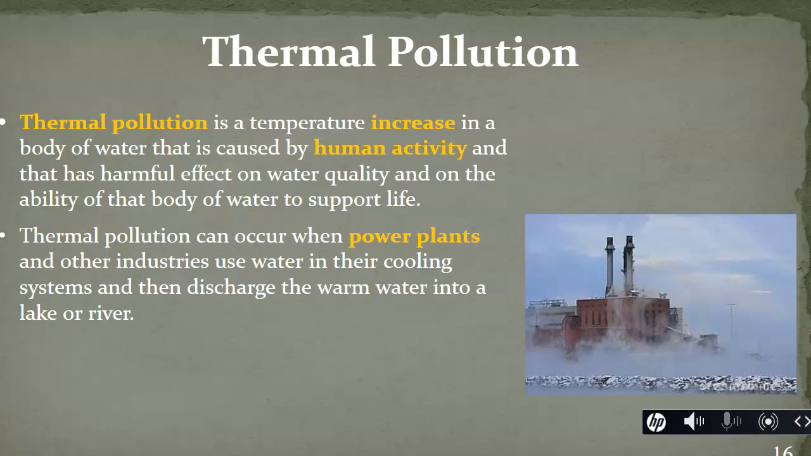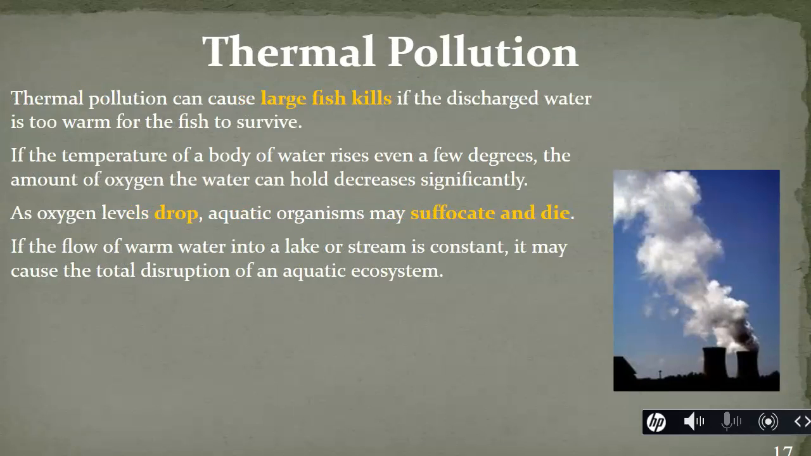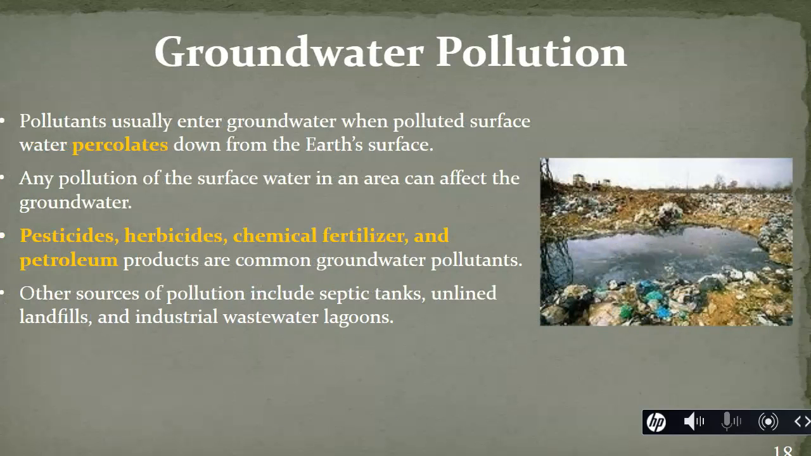And we talked about maybe possibly trying to recycle it, but they just dump it into the natural bodies of water that are used for a particular temperature, but it's warm. And some of the organisms that live in there can't survive in that. Okay. Thermal pollution can cause large fish kills if the discharge water is too warm for the fish to survive. Even if that body of water increases by a few degrees, it can change the amount of oxygen the water can hold. Okay. As oxygen levels drop, organisms may suffocate and die.